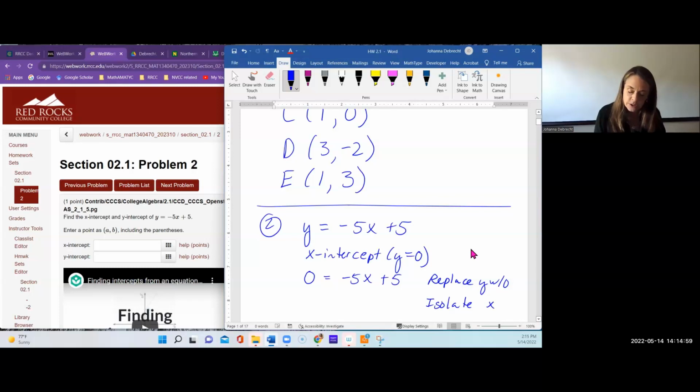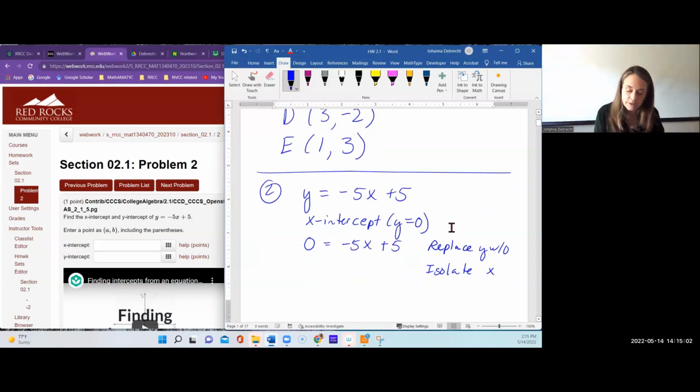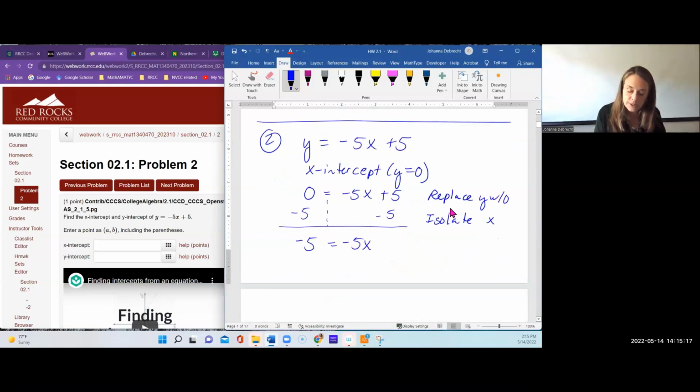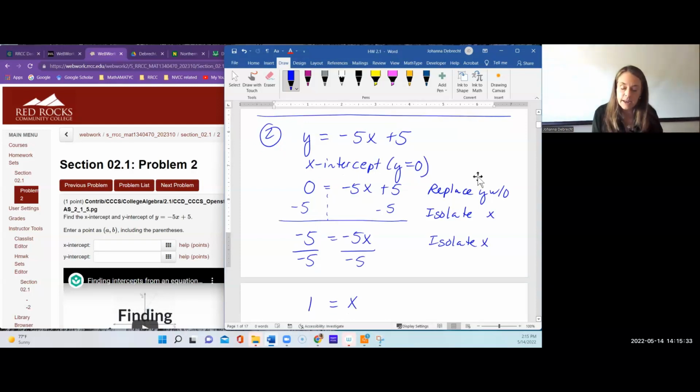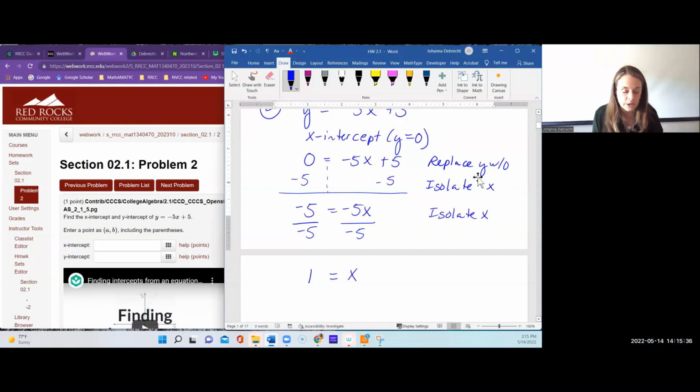The first thing we need to do is to move the plus 5 to the other side. So we'll subtract it from both sides of the equation. This is the balance point. So I've got a minus 5 on both sides, so it's balanced. That gives me negative 5 equals negative 5x. Then I'm going to divide both sides by negative 5. Again, I'm trying to isolate x. I want x by itself and positive. So I divide both sides by negative 5, and I get x over here on the right and positive 1 on the left. Now that is not the answer that WebWork is looking for.